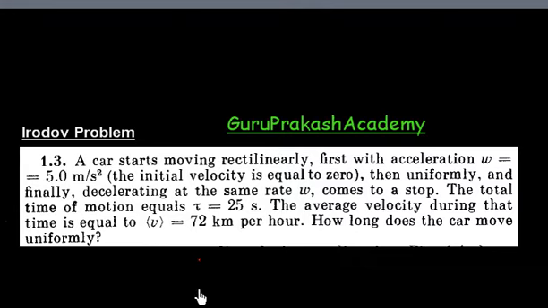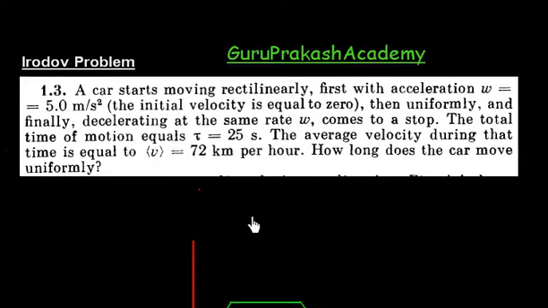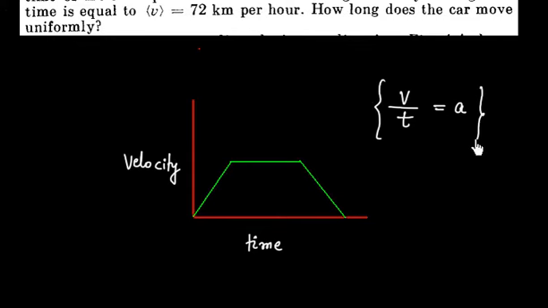Let us say we will approach this problem from a graph. So let us first draw a velocity time graph. On the y-axis we will plot velocity, and on the x-axis we will plot time. So this is a velocity time graph. If you remember, the slope of a velocity time graph is acceleration. Are you getting or not? So slope will give you the acceleration.